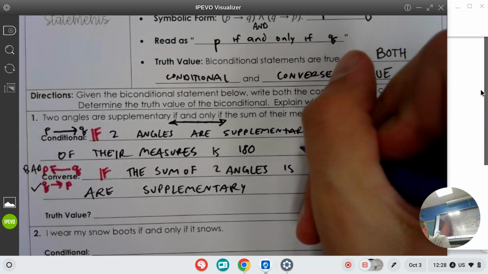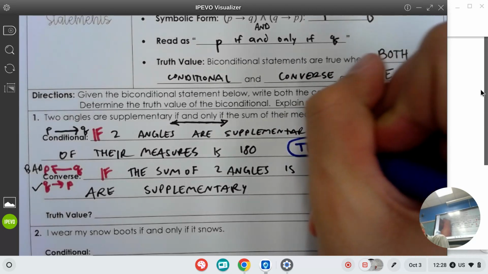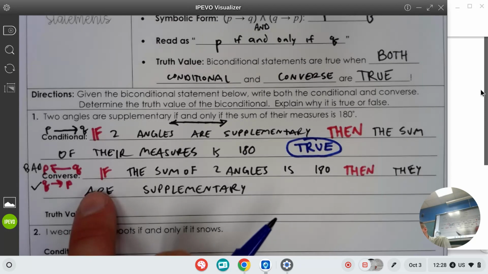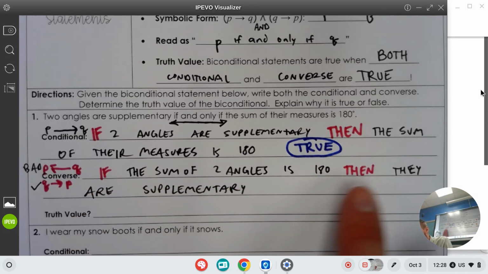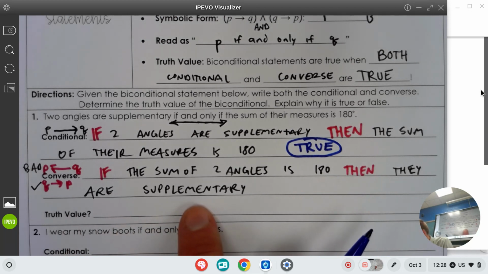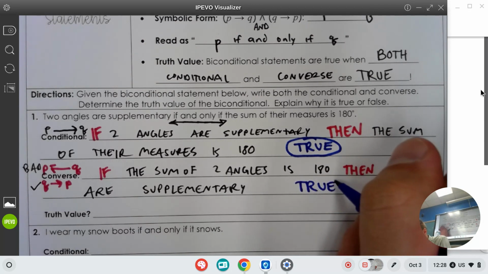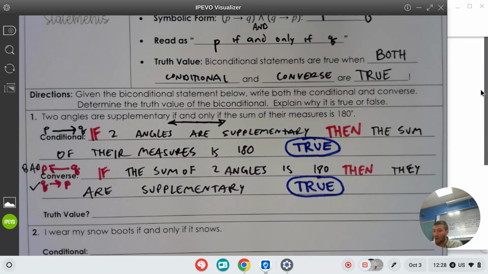Is it true that if two angles are supplementary, then the sum of their measures is 180? Yeah, that is true. Okay, that was easy. Is it true that if the sum of two angles is 180, then they are considered supplementary? It sounds like the same thing because it's literally just the same sentence but backwards. It's not always going to be true, but for this question, both directions, it is true.